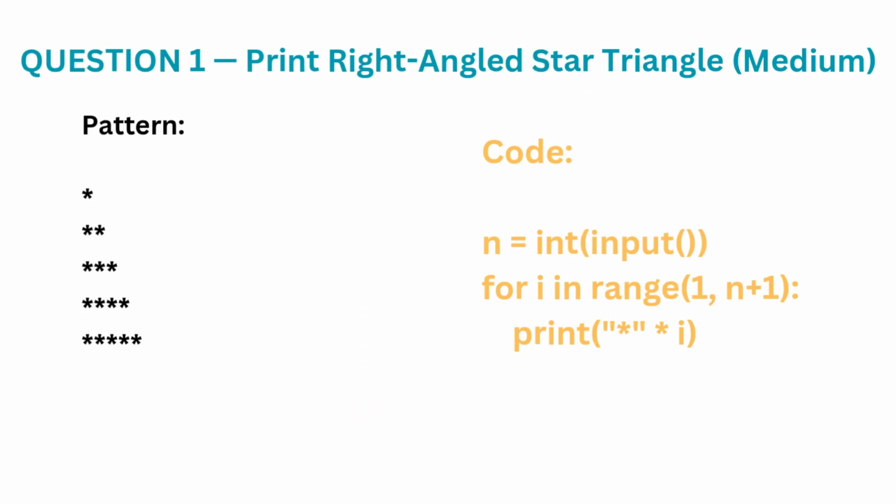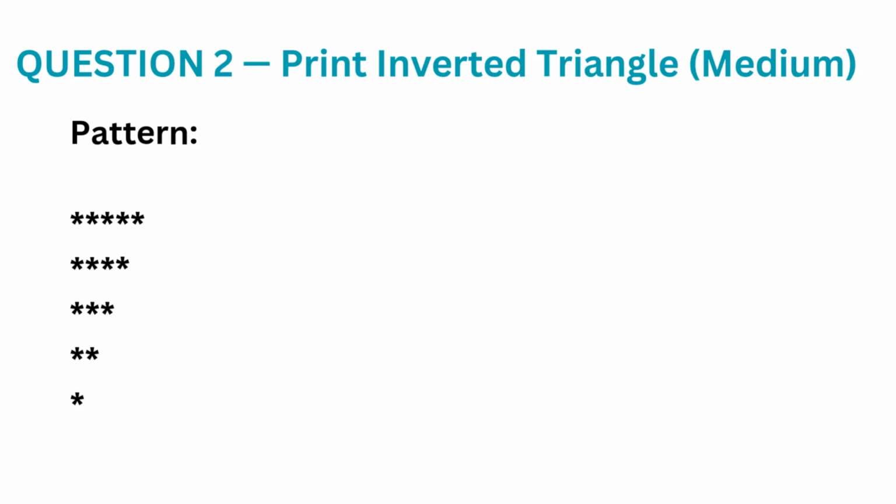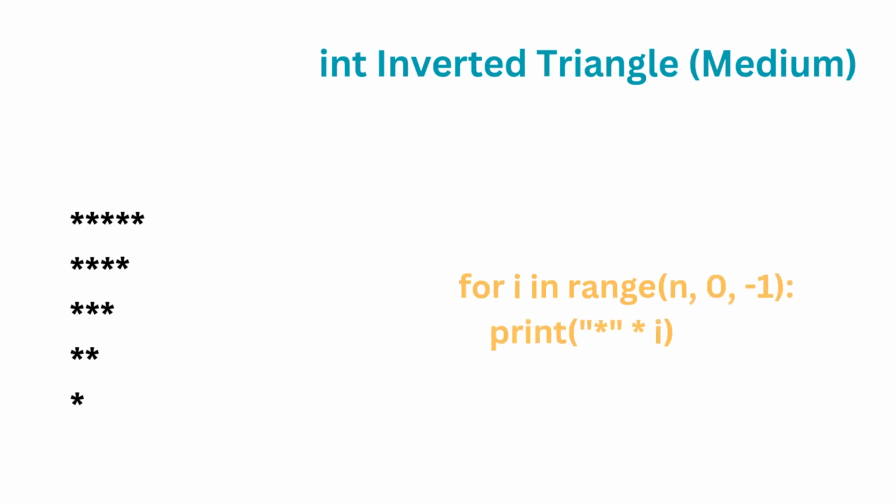So this code outputs the above question, and question number 2 is print inverted triangle. For solving the inverted triangle, we have to use a loop that starts from n down to 1. Multiplying star by i creates the inverted triangle.